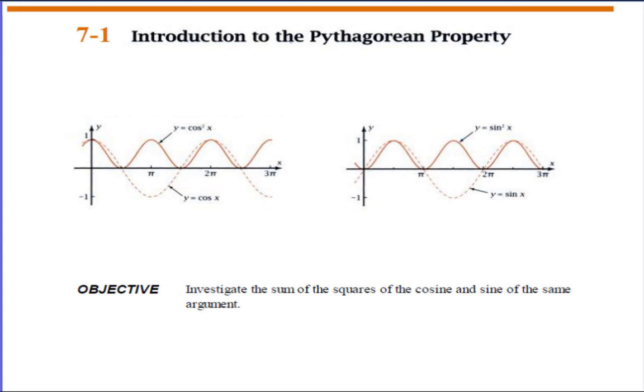So we will begin this chapter with 7-1, Introduction to the Pythagorean Property. So you are already familiar with the Pythagorean Theorem, or the Pythagorean aspect, I suppose. The word Pythagorean Theorem was actually taken from Pythagoras, who discovered this type of theorem while he was dealing with lines and shapes.